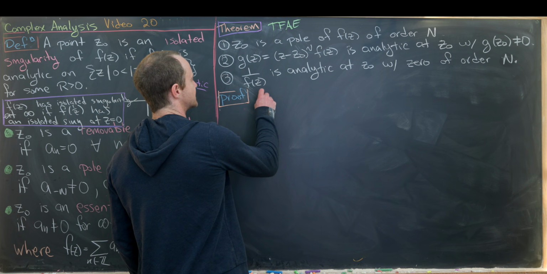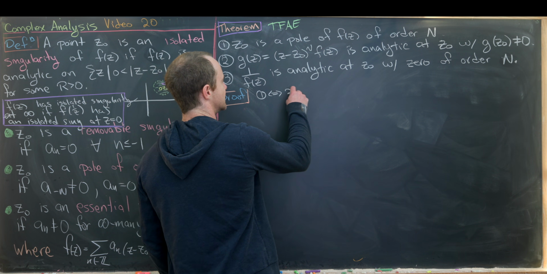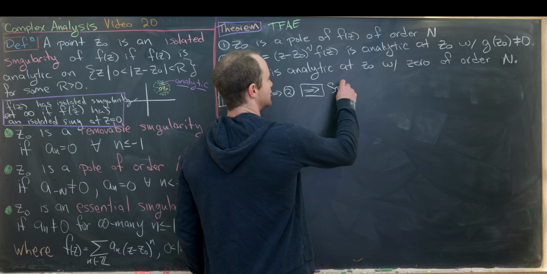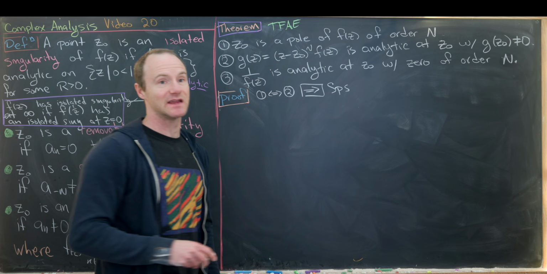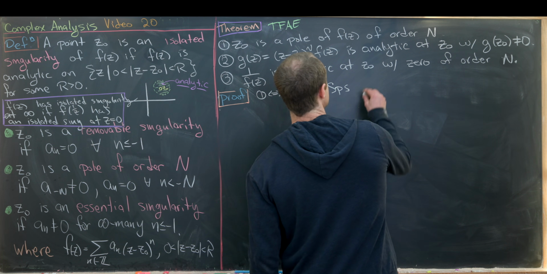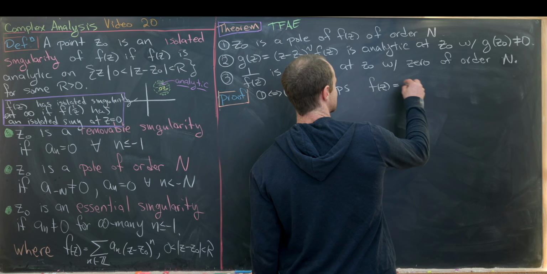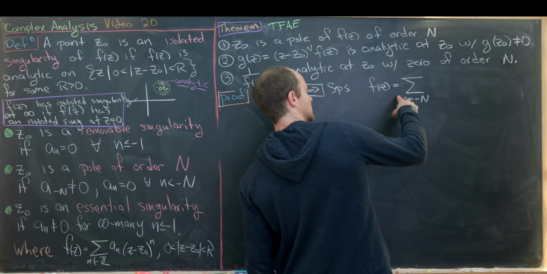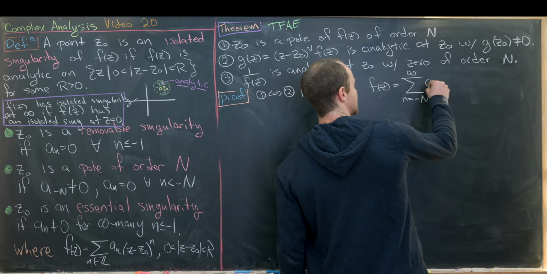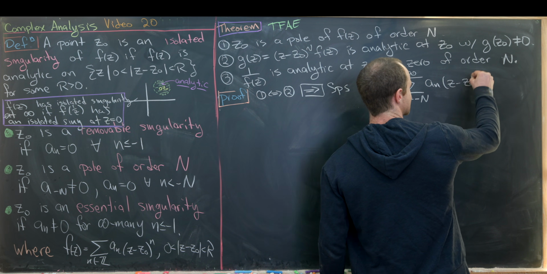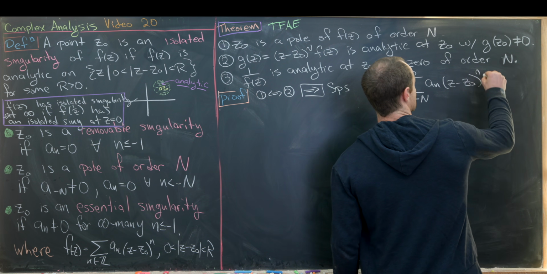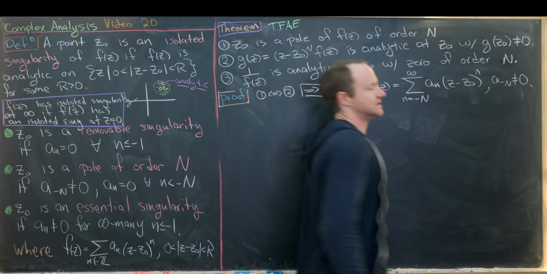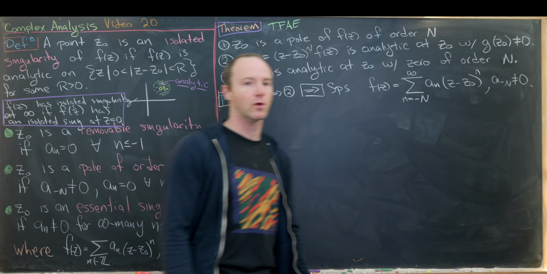So the first thing that we'll do is prove that 1 is equivalent to 2. And so let's maybe start with this forward direction. So let's suppose that z naught is a pole of order n. But if z naught is a pole of order n, that means we can expand it as a Laurent series starting at -n. So we've got the sum as lowercase n goes from -n to infinity of a sub n z minus z naught to the lowercase n, and I should point out here that a sub -n is not equal to 0. That's built into the definition over here of a pole of order n.